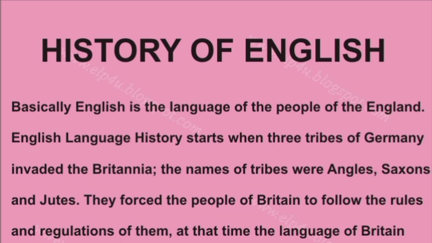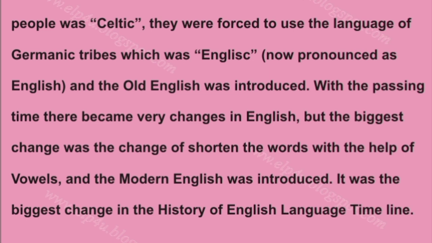English language history starts when three tribes of Germany invaded Britannia. The names of the tribes were Angles, Saxons, and Jutes. They forced the people of Britain to follow their rules and regulations. At that time, the language of the British people was Celtic.